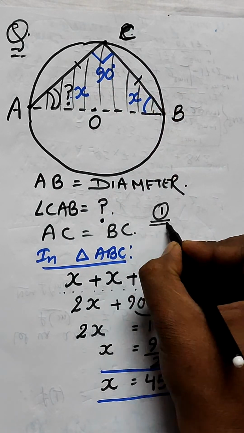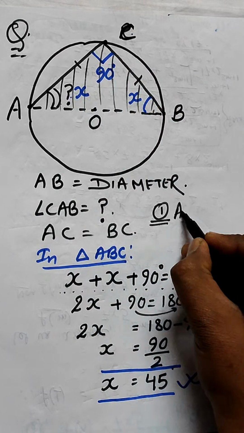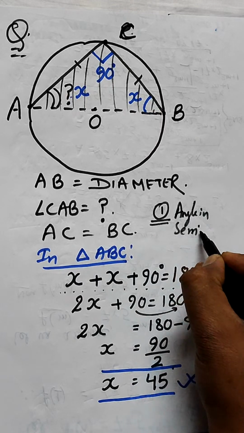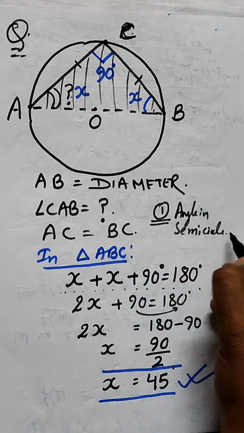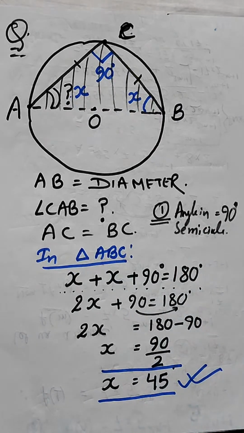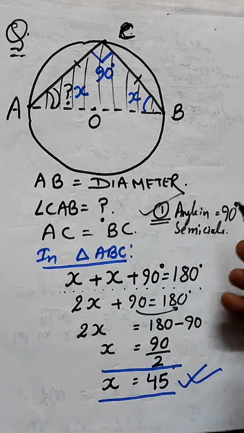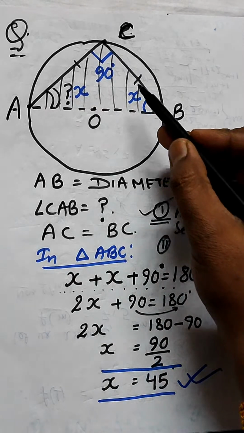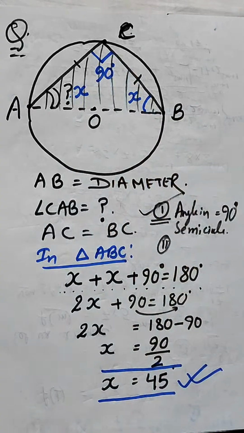First point which we applied, that angle in a semicircle is equal to 90 degree, right? This we applied. And point number 2, angles opposite to the equal sides of a triangle are always equal.